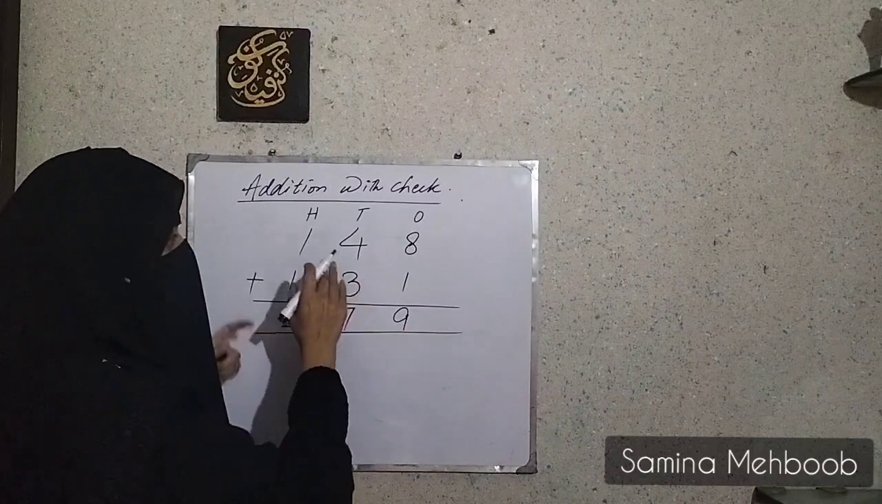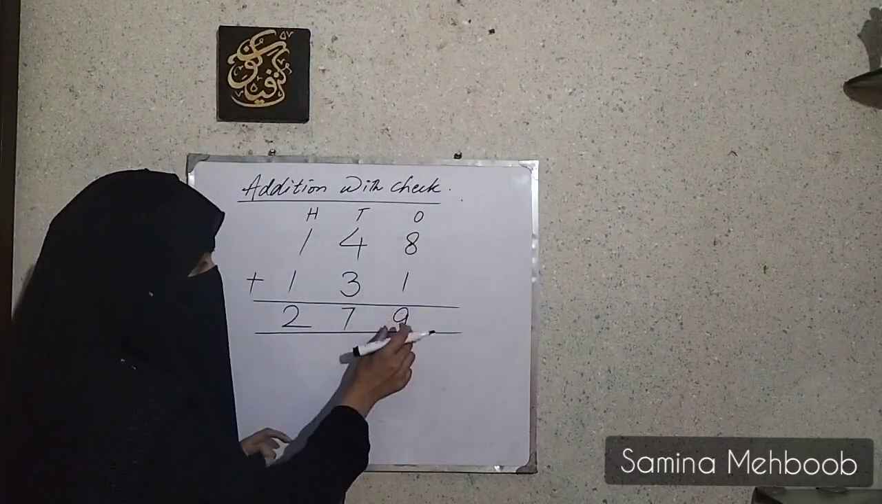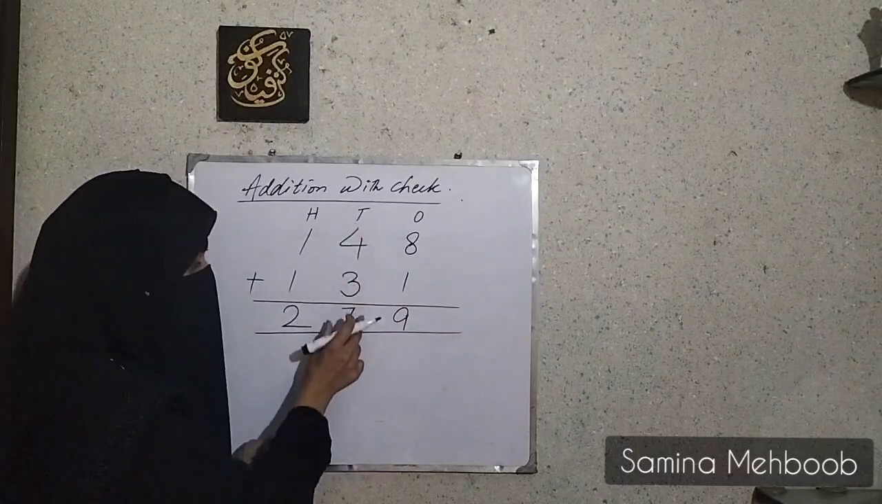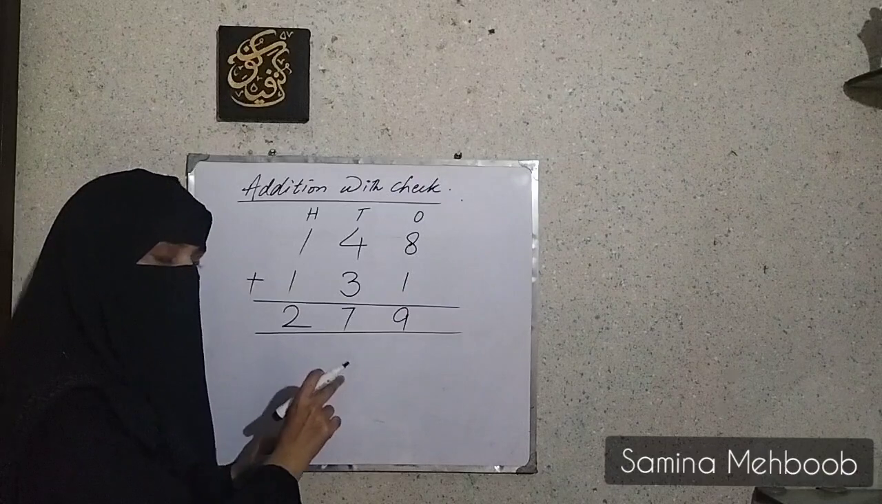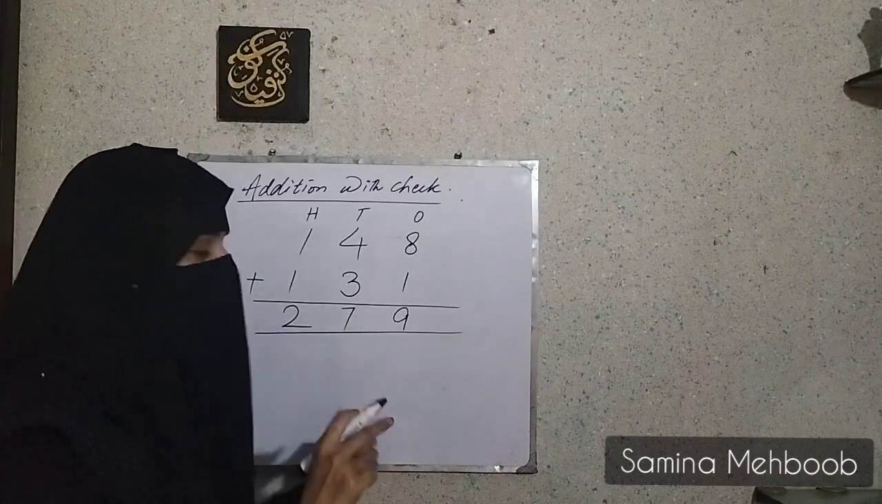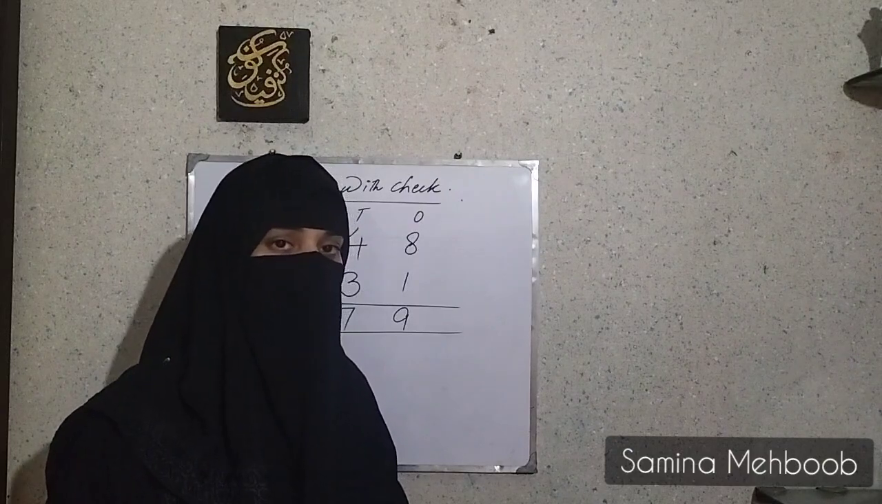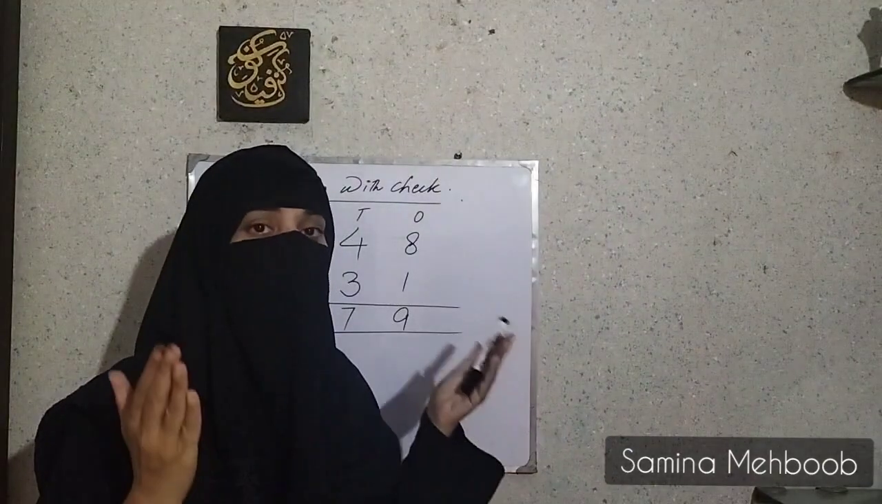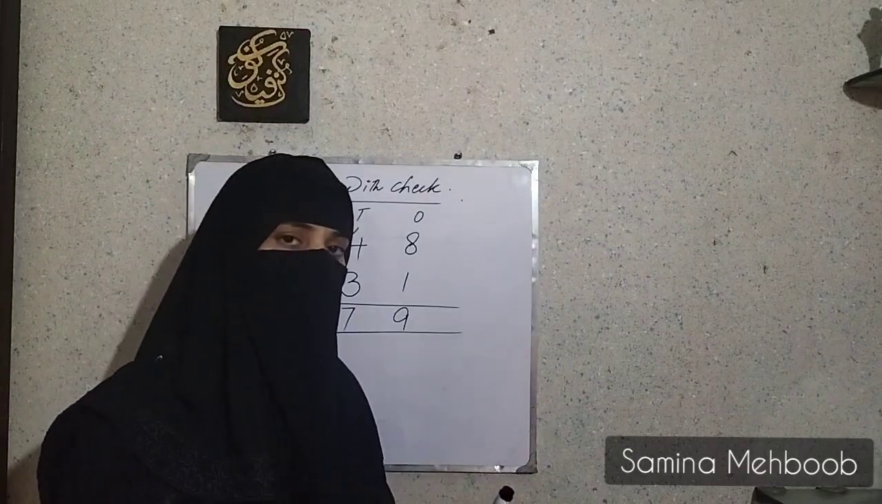Okay. And look at the board. I have written the answer under the place value 9, under the tens place 7, and under the hundreds place 2. Okay. Do this according to this method. Now what we are going to do? We are going to check the addition question. Either our question is right or wrong.